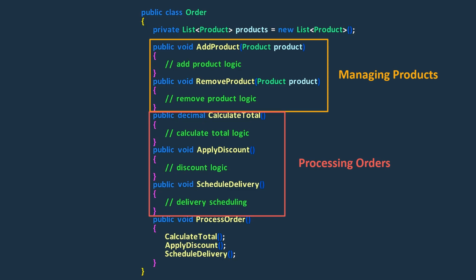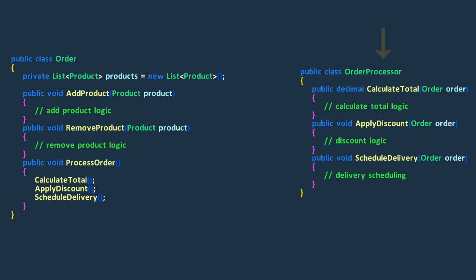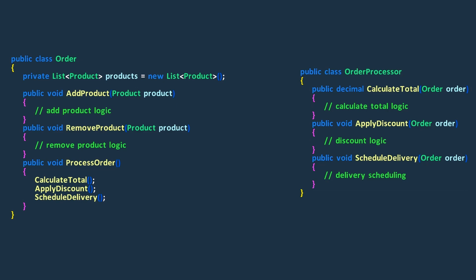We can use the extract class technique here to split them apart. First, we'll create a new class called OrderProcessor. This class will contain just the code for processing orders, like calculating totals and scheduling delivery. By taking that code out of the original Order class, we'll leave Order to focus only on managing the product list. This separates the two responsibilities into their own classes. It makes the code clearer what each part is doing.